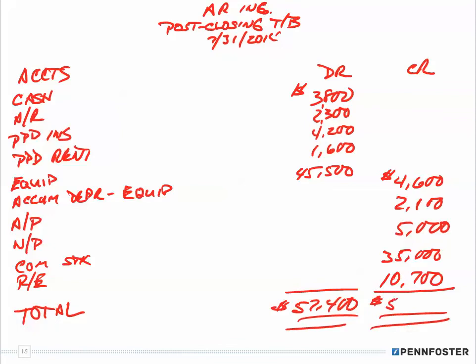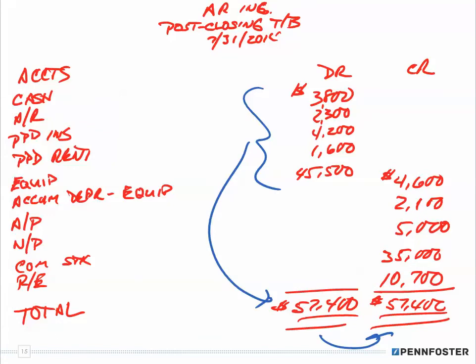Same here. When we do the math, don't just automatically do the math for your debits, and then take that number and copy it over here for your credits. You don't want to do that. The reason why is because what if you made a mistake? What if you had written 2,000 here instead of 2,100? You do the math here, and you no longer come out with 57,400, you come out with 57,300, okay?